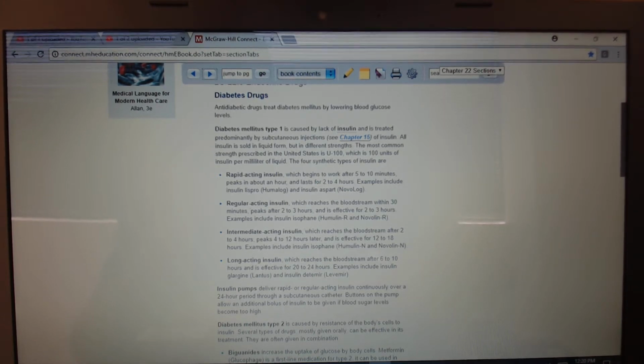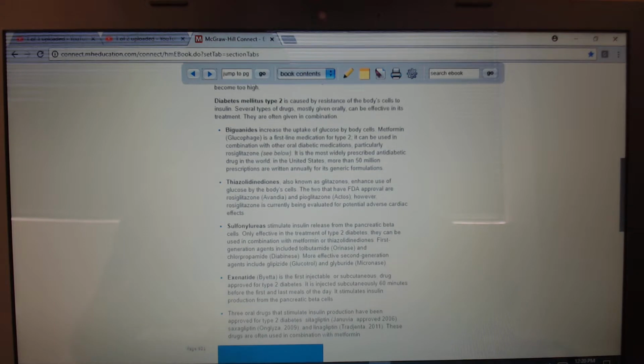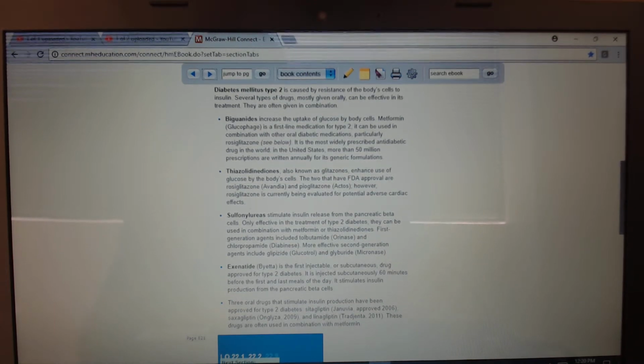Diabetes mellitus type 2 is caused by resistance of the body's cells to insulin. Several types of drugs, mostly given orally, can be effective in its treatment. They're often given in combination. Biguanides increase the uptake of glucose by body cells. Metformin, or Glucophage, is a first-line medication for type 2. It can be used in combination with other oral diabetic medications, particularly rosiglitazone. It is the most widely prescribed anti-diabetic drug in the world. In the United States, more than 50 million prescriptions are written annually for its generic formulations.